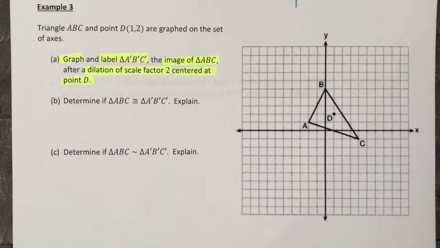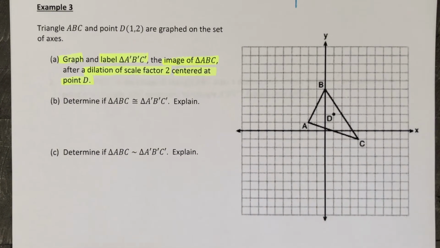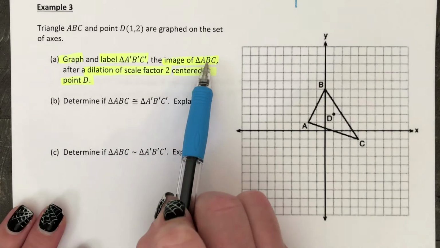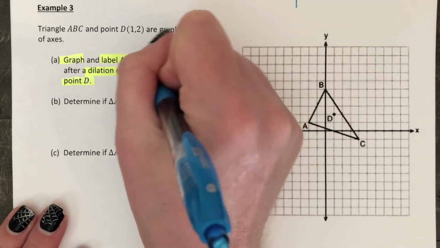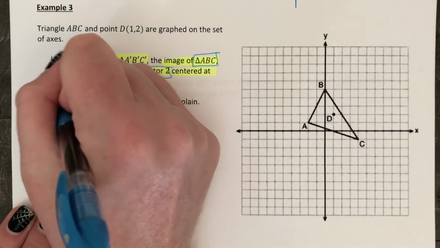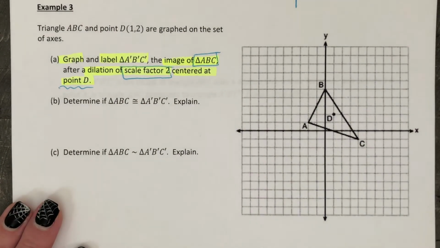Anytime I'm not dilating from the origin, I have to count the boxes, all right? So I'm really using slope here to dilate. So I can see that I'm using triangle ABC to start. That's important. And again, my scale factor is 2, and I'm dilating from point D. All right, so here we go.